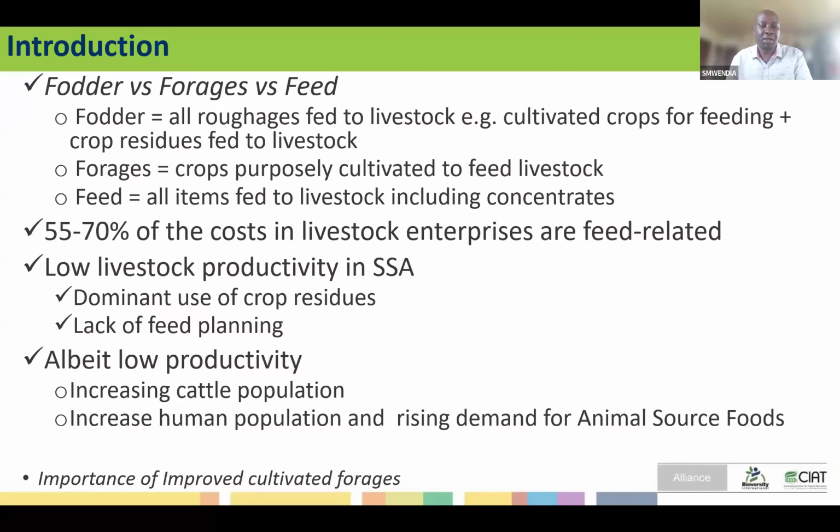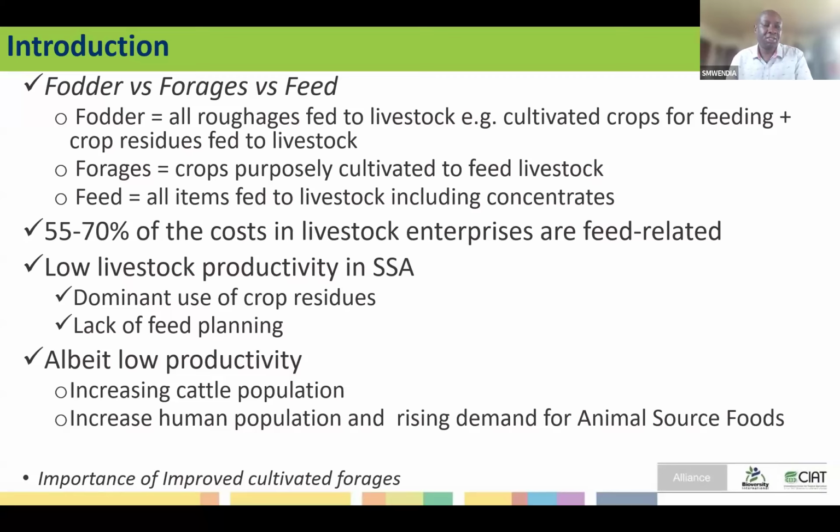And we know in the livestock sector, between 55 and 70% of the costs that go into this livestock enterprise are actually feed related. And that tells you if you succeed in this area, you are probably by the same percentage on the way towards the success of your enterprise. But we know livestock productivity in sub-Saharan Africa, Kenya included, is heavily dependent on crop residues that sometimes are of low quality. And unless you try to mitigate that, you may not realize the potential production of your animal.